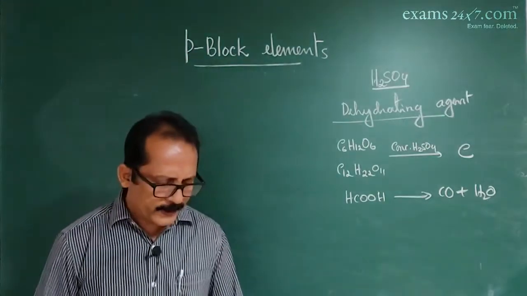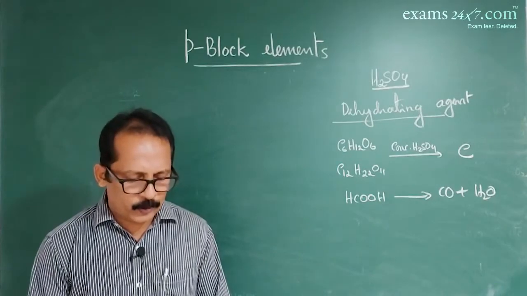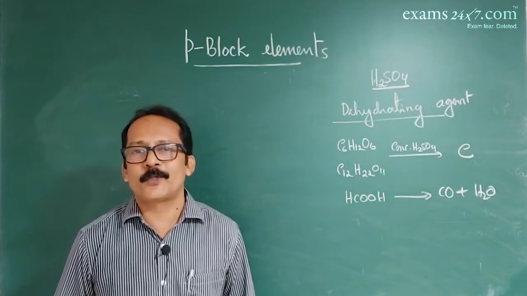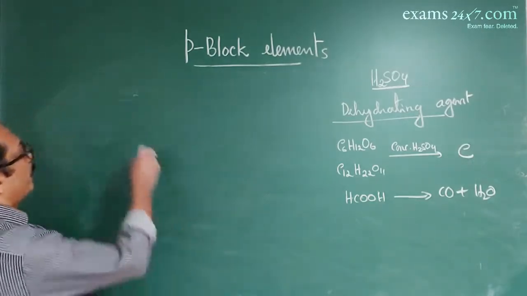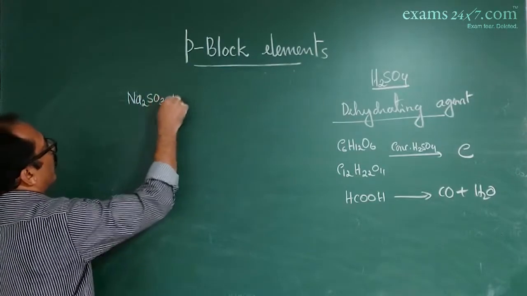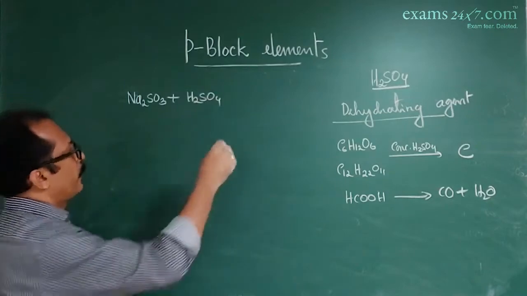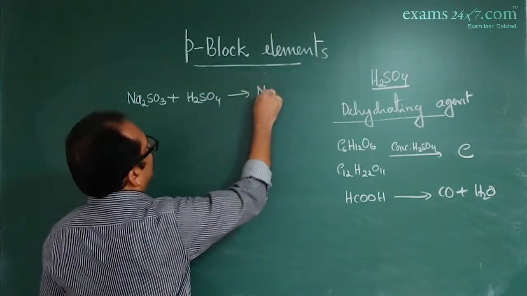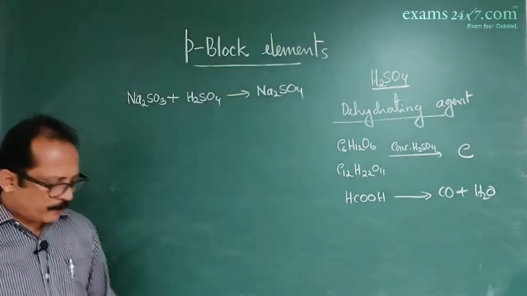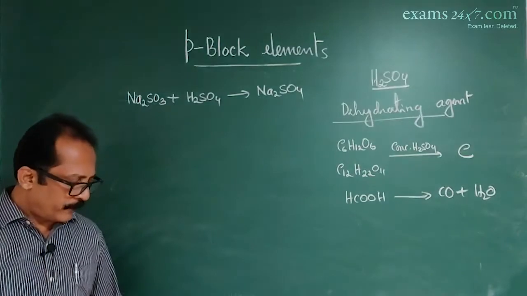Sulphuric acid also acts as an oxidizing agent. It oxidizes sodium sulfite, Na2SO3, on treating with sulfuric acid, H2SO4, that gives sodium sulfate, Na2SO4. Sulfite is converted into sulfate.